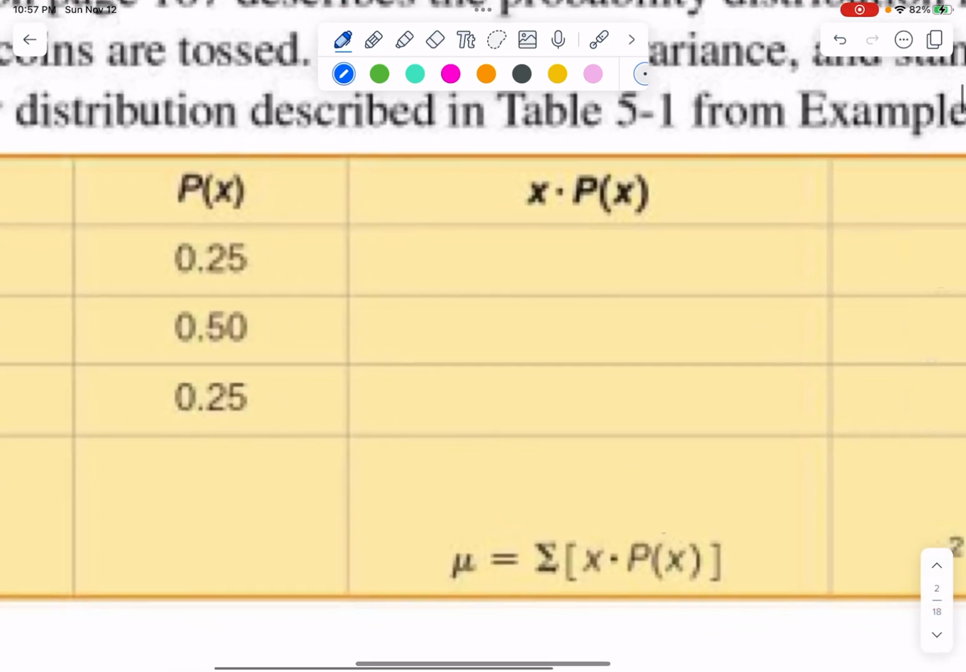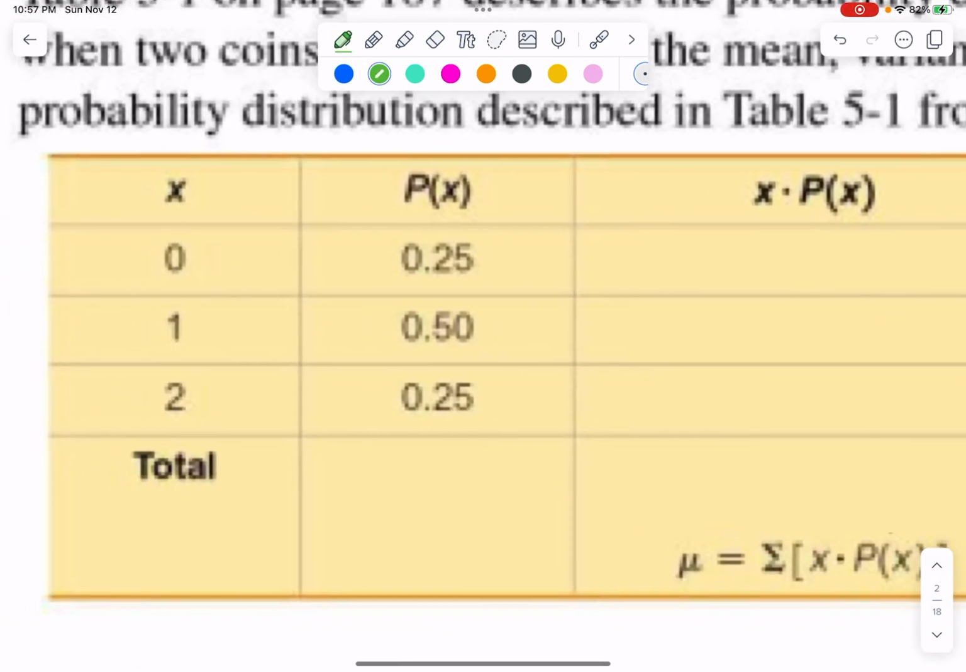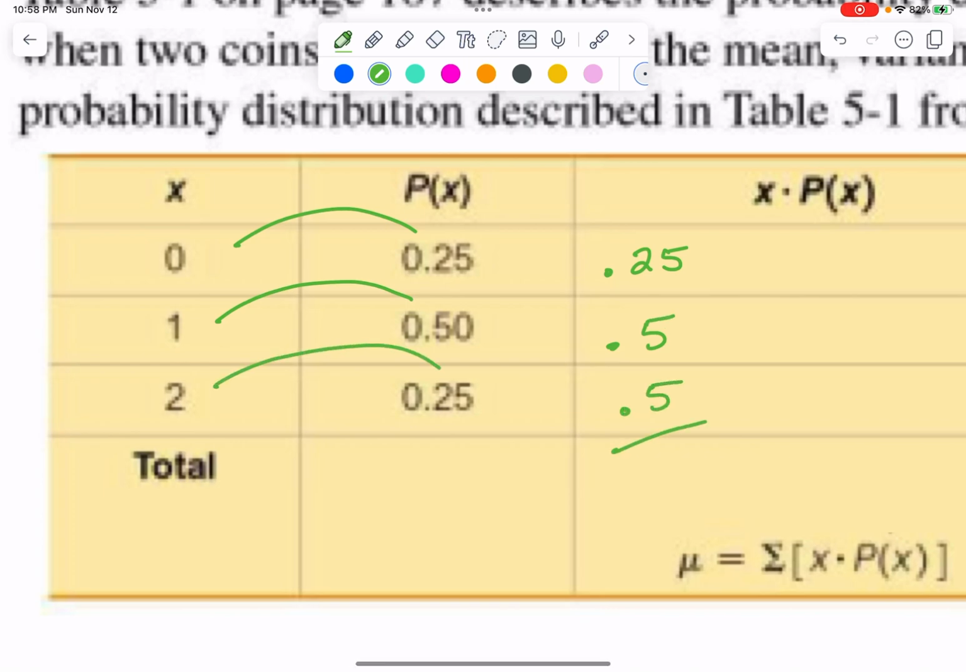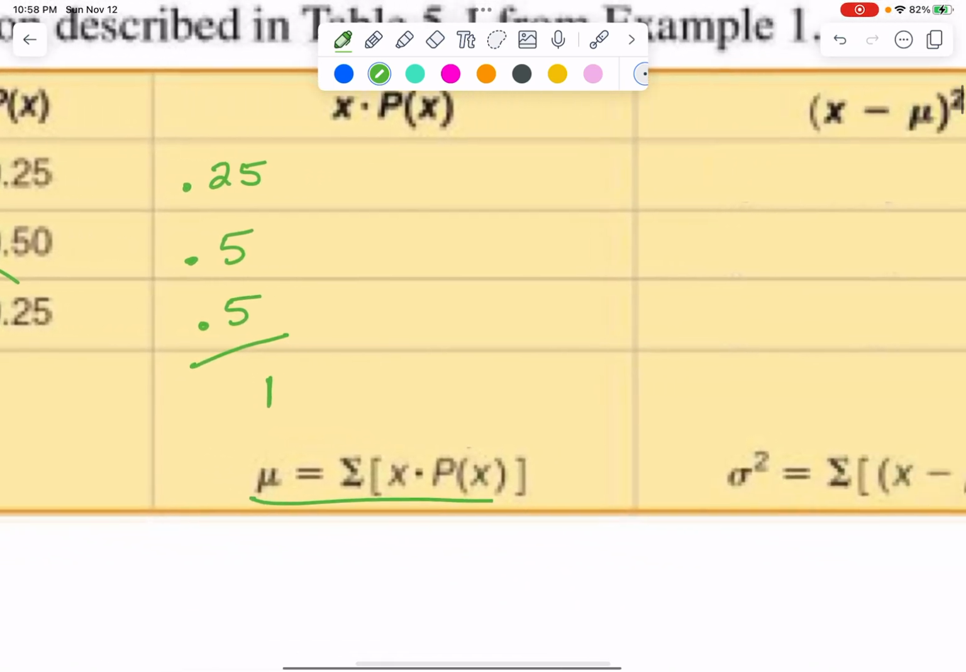Okay, so we just did, oh, I wrote it at the top. I'm sorry. 0 times 0.25 is 0. 1 times 0.5 is 0.5. 2 times 0.25 is 0.5. And if I add those all together and I do the sum, that is 1. So my mu, which is this formula, is 1.